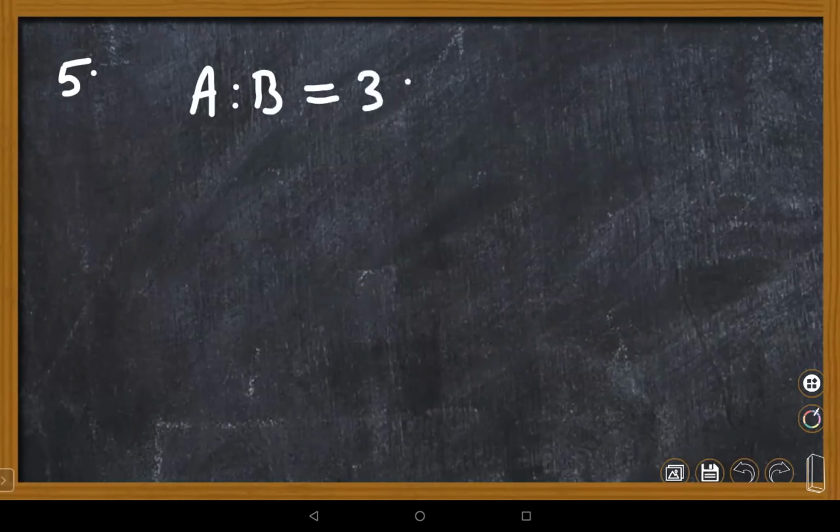Okay, ma'am. Now, my another question to you, children. This is an important question today. It's not a basic question like the previous ones, it's very important. Fifth question: A is to B is 3:4.